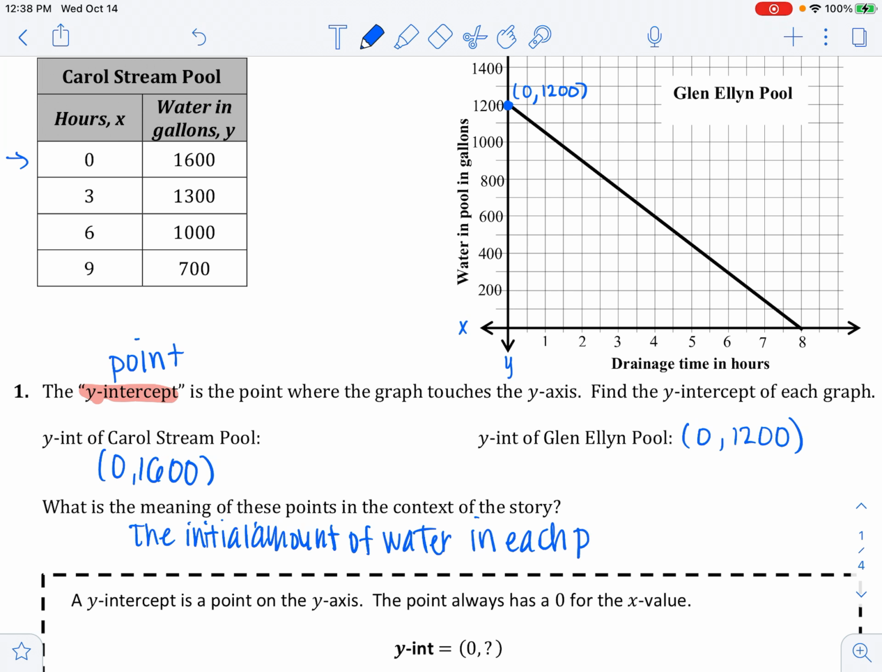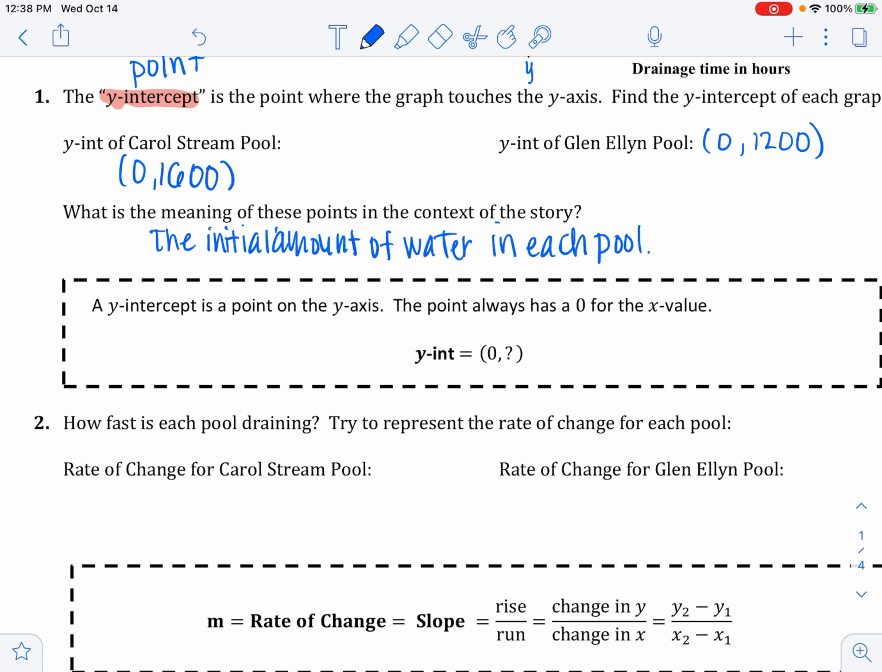Now, if they asked me what 3, 1300 represents, I would say after 3 hours, there is 1300 gallons of water left in the Carroll Stream pool. Okay, so a Y-intercept is a point on the Y-axis. We have to make sure we know that. The point will always have 0 for the X value, so it'll always be 0, something.